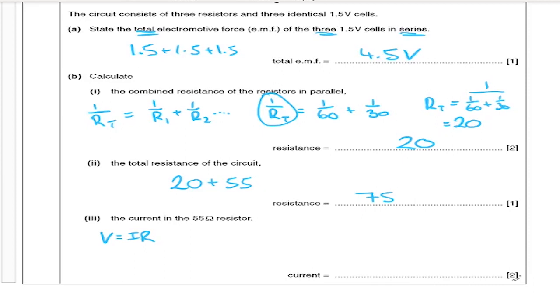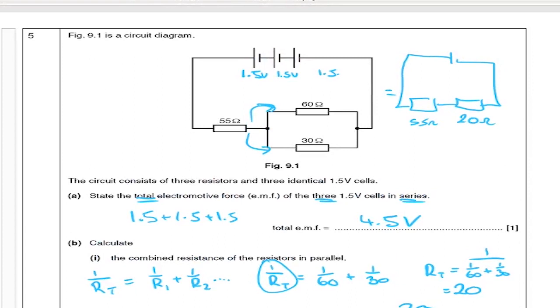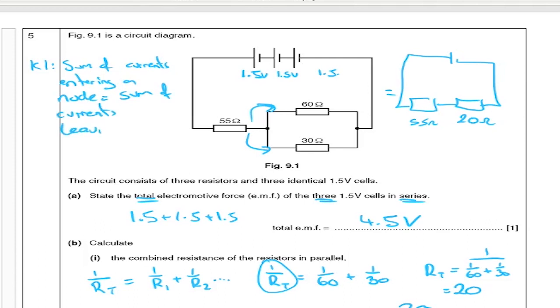So the first thing I need to find, let's think about what the current's going to do. If we think about Kirchhoff's first law, I can say that the sum of the currents entering a node is equal to the sum of the currents leaving it. In other words, what I've done is I've said that this circuit is exactly the same as a circuit like that with 75 ohms there.